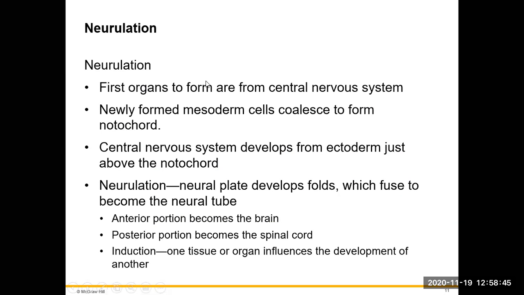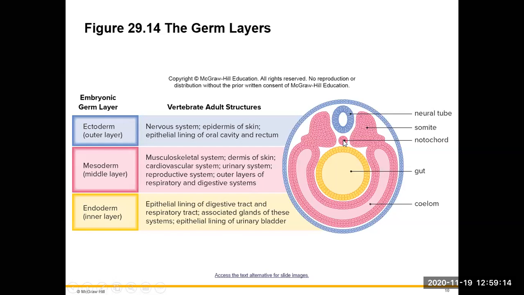Neurulation is related to the nerve system. So this signals the beginning of organ formation. So the first organs to form are from the central nervous system, especially the brain and spinal cord. The newly formed mesoderm cells coalesce to form the notochord. When we say newly formed mesoderm cells coalesce, or support each other or unite, to form the notochord, we're talking about this one, this notochord. See, they are pink, they are somite, but they are separate from the rest of them.